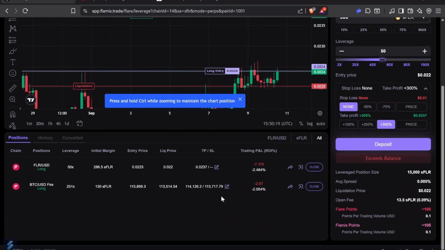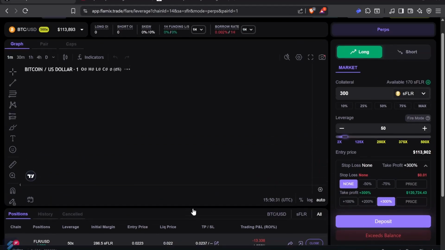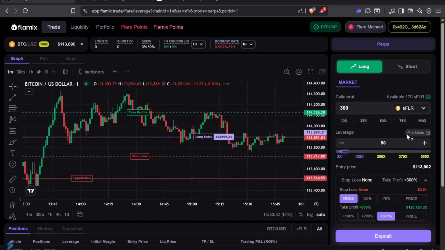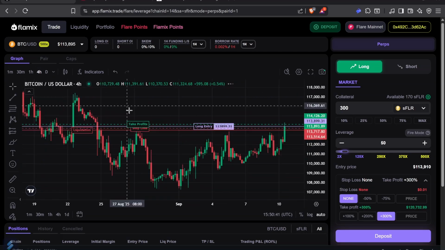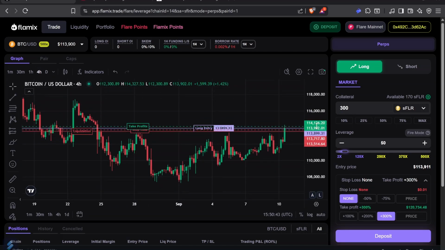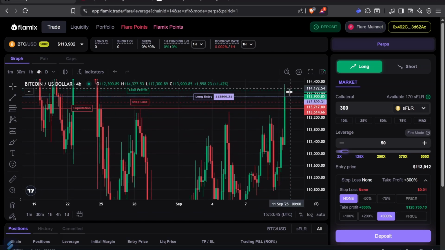All right, guys. Now let's see. Right now, on my Flare, I'm minus 3%, and on my Bitcoin, I'm right now at 0. And the interesting thing with Bitcoin is that these high leverage modes are probably going to be very short-lived. As you can see right now, I'm in the 1 minute, but if I go into the 4 hour, you see how minimal this movement is. I'm pretty much 50-50.